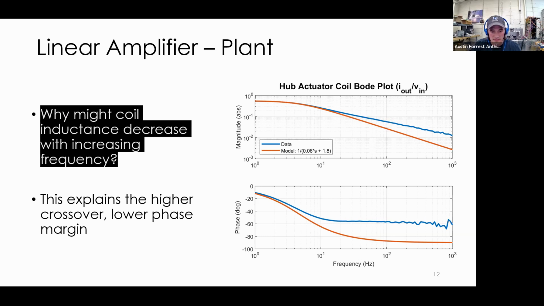The answer to this is eddy currents. My Lorentz actuators have a back iron that goes through the coil, and the hub actuator also is coil wrapped around steel teeth. So the magnetic flux is being introduced in steel. And so as the frequency is increasing, eddy currents are generated in the steel, which shield out the magnetic flux and lower the inductance. So you have an inductance that varies with frequency.